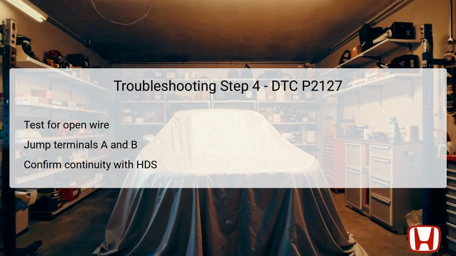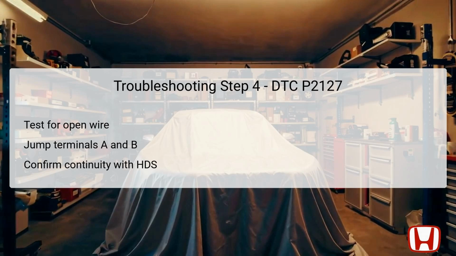Begin by connecting terminals A and B using a jumper wire to effectively bridge the APP sensor 6P connector to the vehicle's body ground. With this jumper in place, continuity testing should be performed with the HDS. Check between the PCM connector A number 46 and body ground.